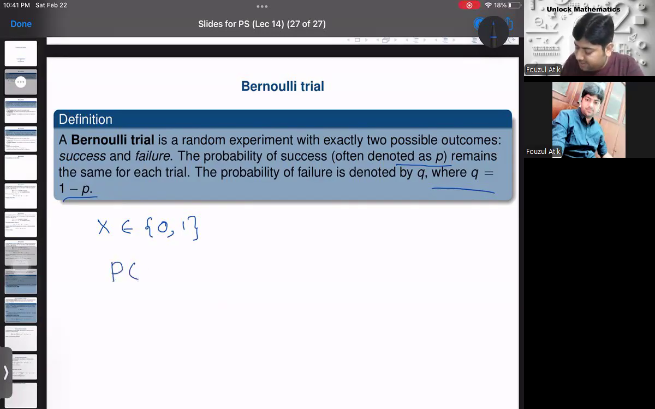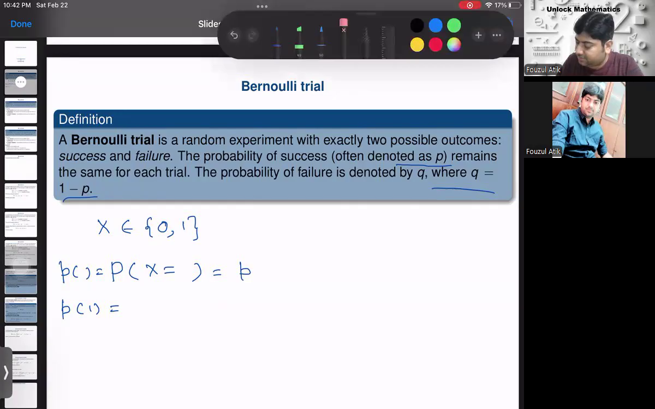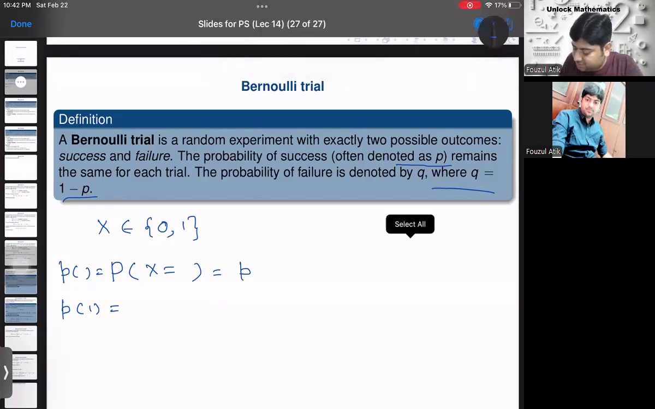So P of X equal to 1, the probability of success, which is already given, is small p. So if you get the success, we'll say X equal to 1, and P of 1 is p. And if you get the failure, we'll say X equal to 0, so P of X equal to 0 is 1 minus small p.